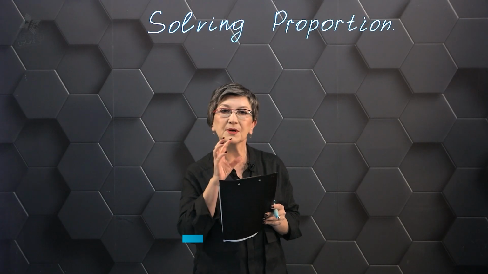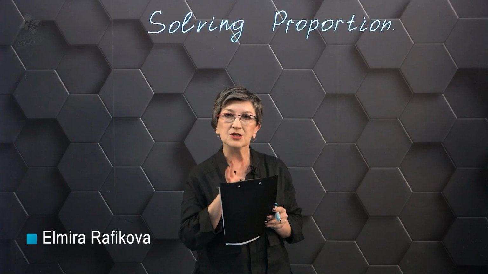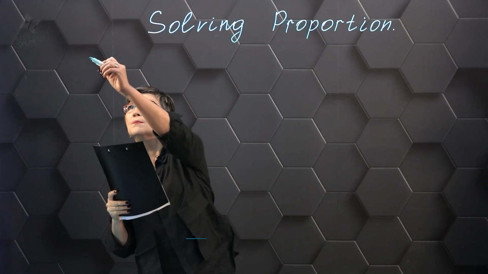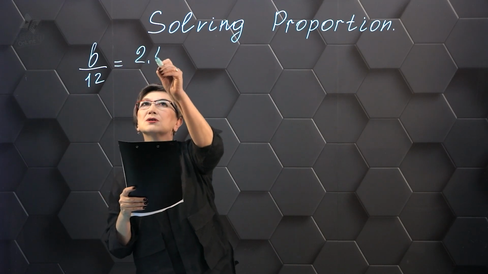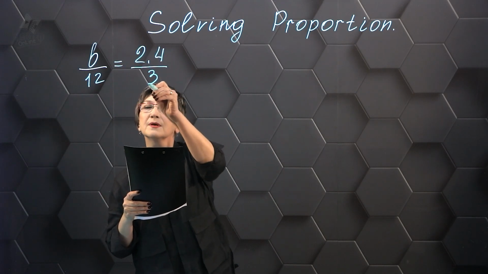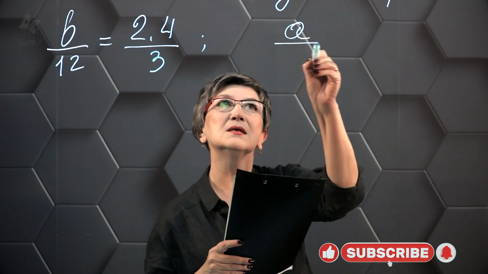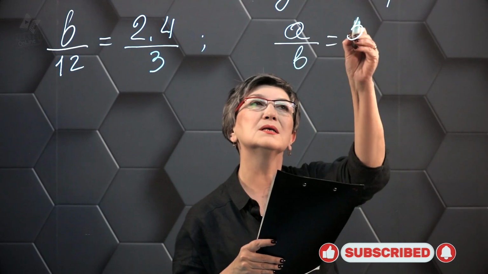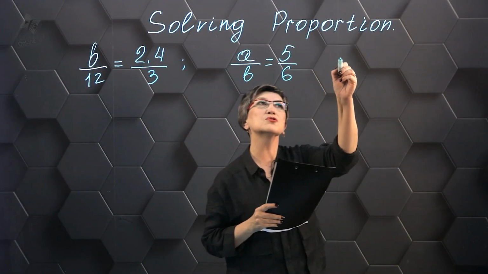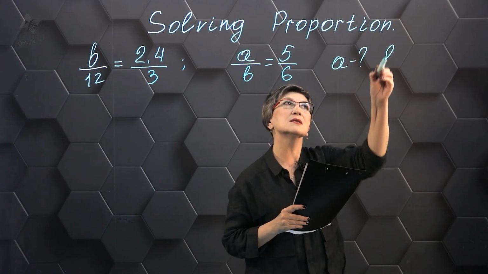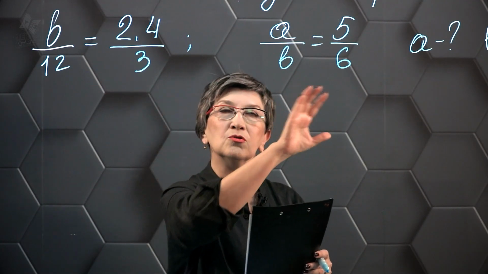Hello! Today in class we're going to continue working with proportions, but I'd like to offer you the following assignment. The first proportion: D divided by 12 equals 2.4 divided by 3. And the second proportion: A divided by B equals 5 divided by 6. In this assignment, we need to find the values of A and B. Note that this is one assignment with two proportions.